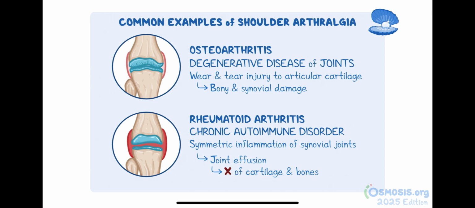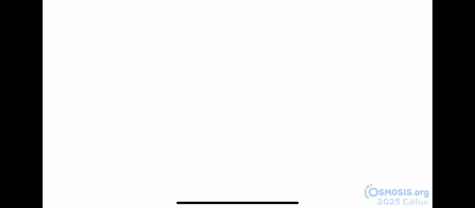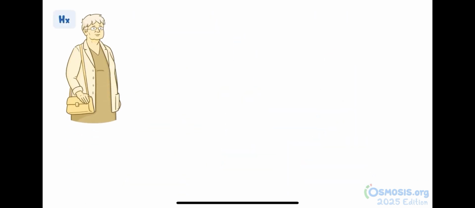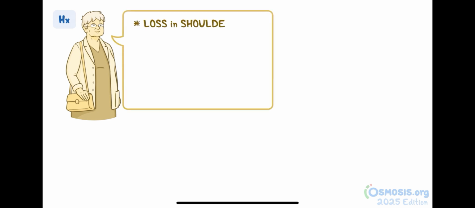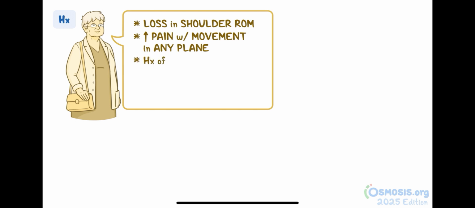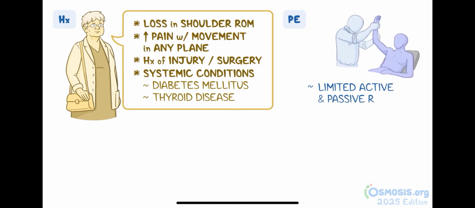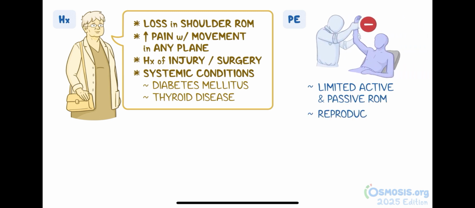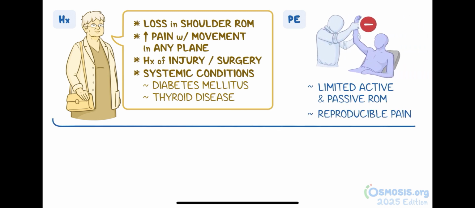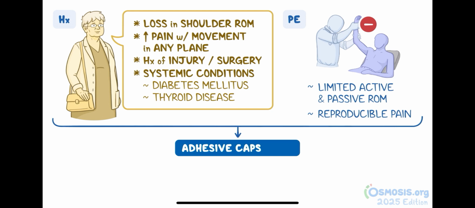Next up is adhesive capsulitis, better known as frozen shoulder. These patients will report a significant loss in shoulder range of motion and an increase in pain with shoulder movement in any plane. There may be a history of shoulder injury or surgery, or certain systemic conditions such as diabetes mellitus or thyroid disease. Examination will reveal a limited active and passive range of motion associated with reproducible pain. With these findings, diagnose adhesive capsulitis.